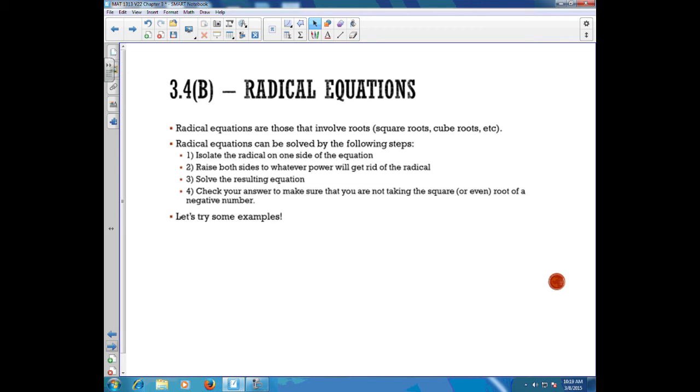Radical equations can be solved by following these steps. The first thing you want to do is isolate the radical on one side of the equation, and everything else on the other side. Raise both sides to whatever power will get rid of the radical. Solve the resulting equation, and then check your answer to make sure you're not taking the square root of a negative number. So let's try some examples.